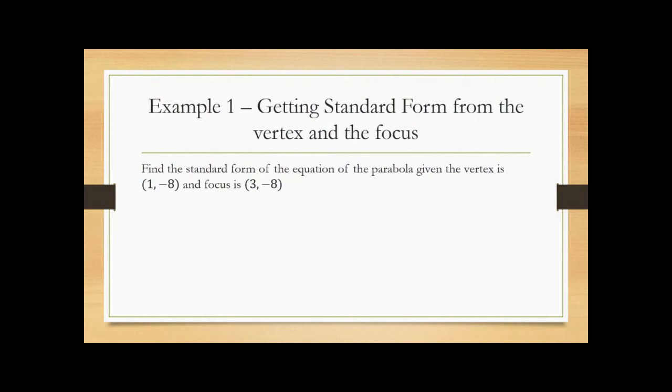Okay, so we're going to find the equation of a parabola from the vertex and the focus. In order to do this, you need to have at least the vertex. You need to have some information related to the vertex. Or if you have the focus and the directrix, you could probably figure it out, but you need two pieces of information, basically. So we're given that the vertex is (1, -8) and the focus is (3, -8).